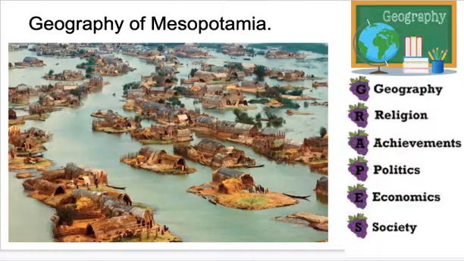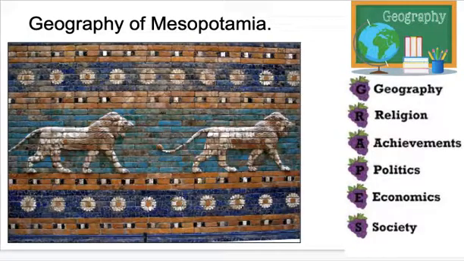Mesopotamia had another problem with its geography. It didn't have very many resources. Because of the lack of resources, the ancient Mesopotamians had few conventional building materials. So they could not build out of wood or stone. Instead, they used reeds and mud to build their homes. This is a problem that the geography of Mesopotamia has created, but they did overcome this problem.